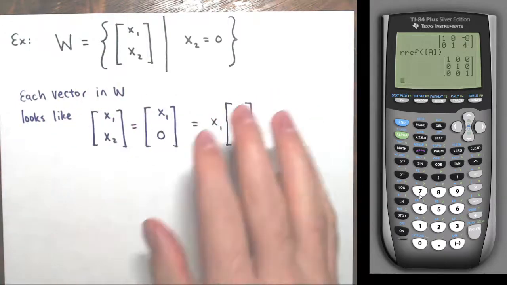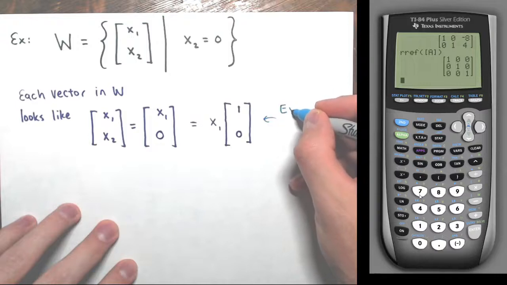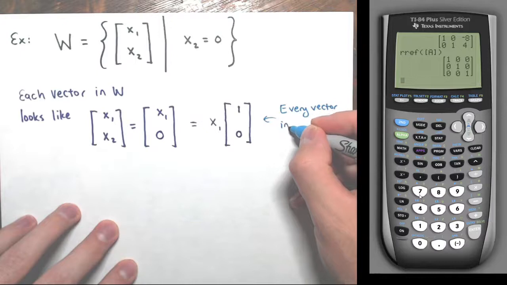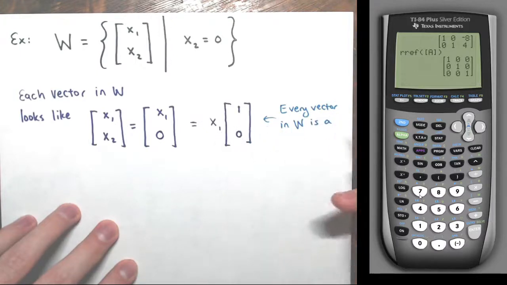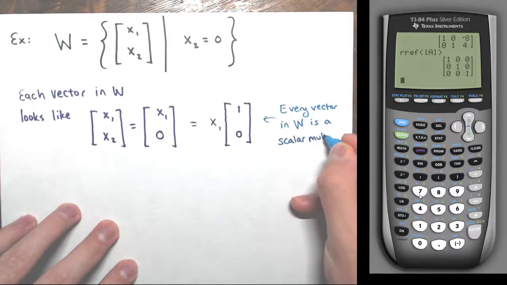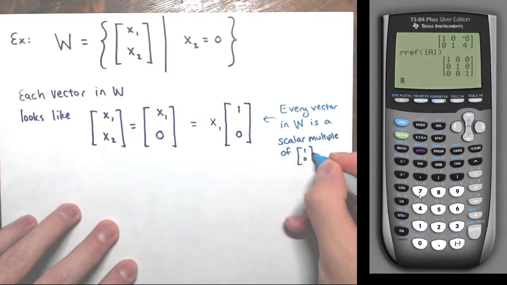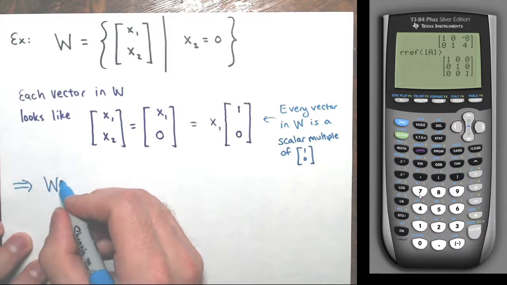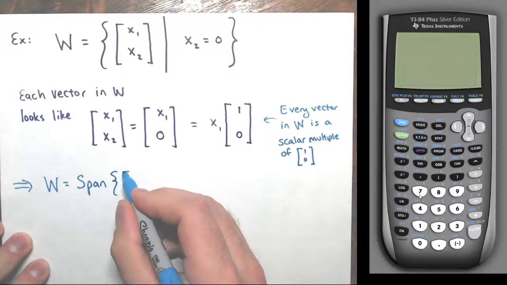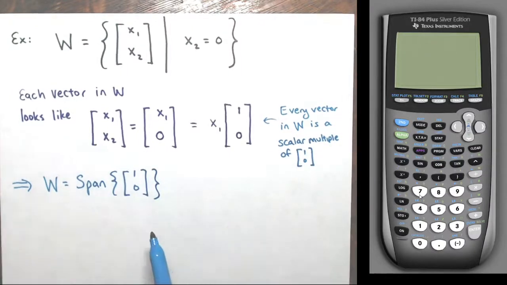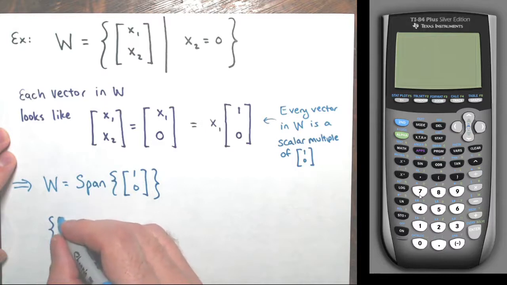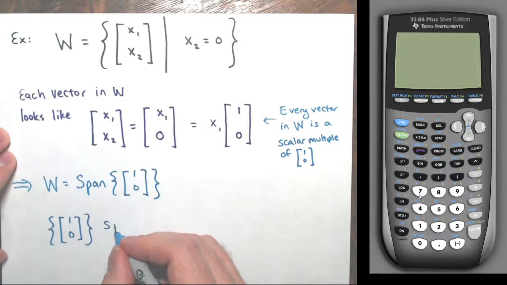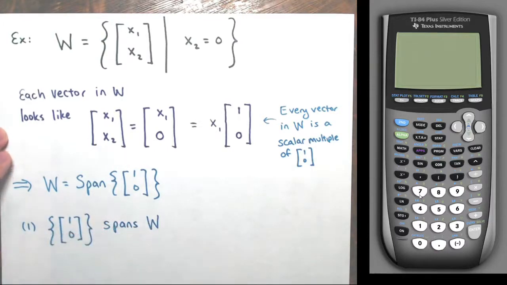So what we're seeing in this line of reasoning is that every vector in W is a scalar multiple of the vector 1, 0. Well, that means that W is equal to the span of the set with the vector 1, 0. Because every vector in W is a linear combination of the vector 1, 0, or a scalar multiple. When it's just one vector, a linear combination is a scalar multiple. Another way to say that, you could say that the set with the vector 1, 0 spans W. So that's one thing you need to check for when you're trying to find a basis.